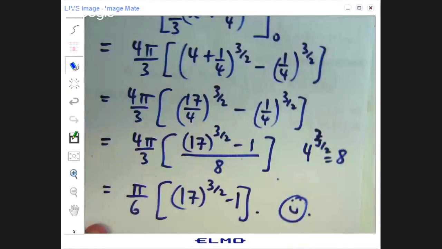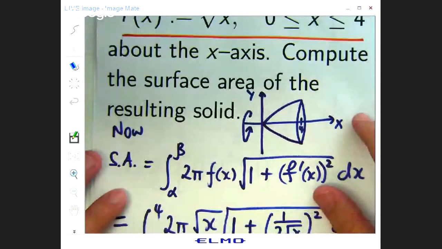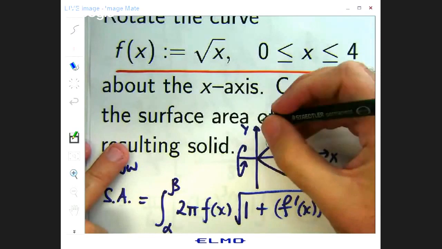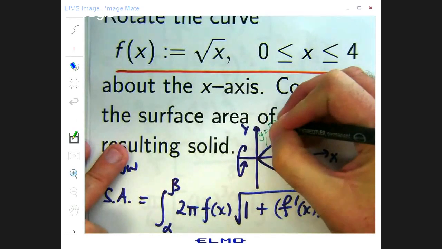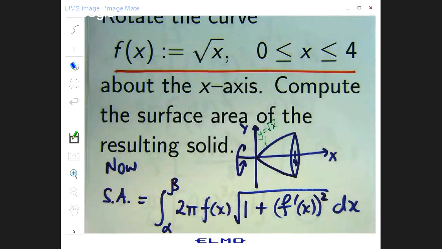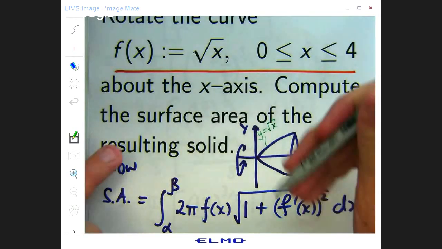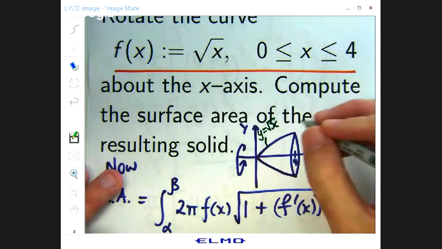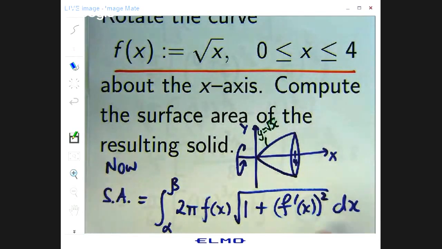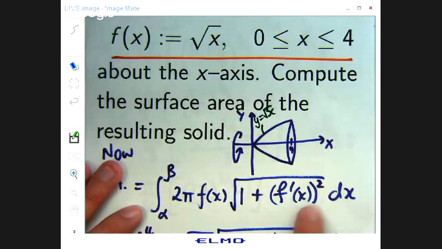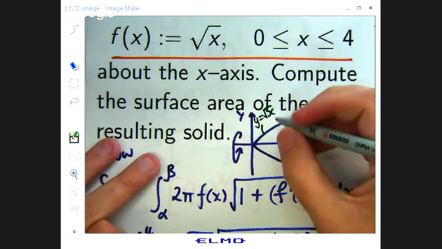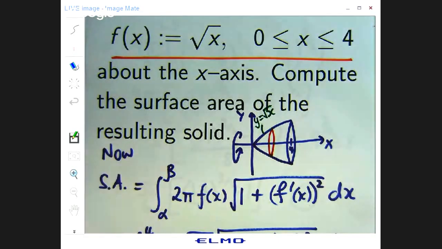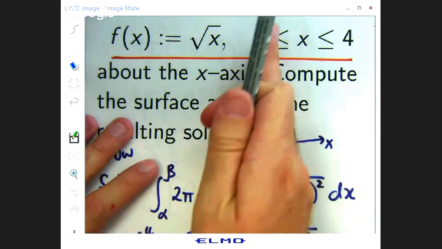So let's go back to our original picture. Okay, so this is the curve y equals root x. Let me just see if I can make that a bit darker. Y equals root x. Okay, just this half of the curve. And where does this come from? Well, let me just draw a little slice in. Okay, so I'm slicing my solid.